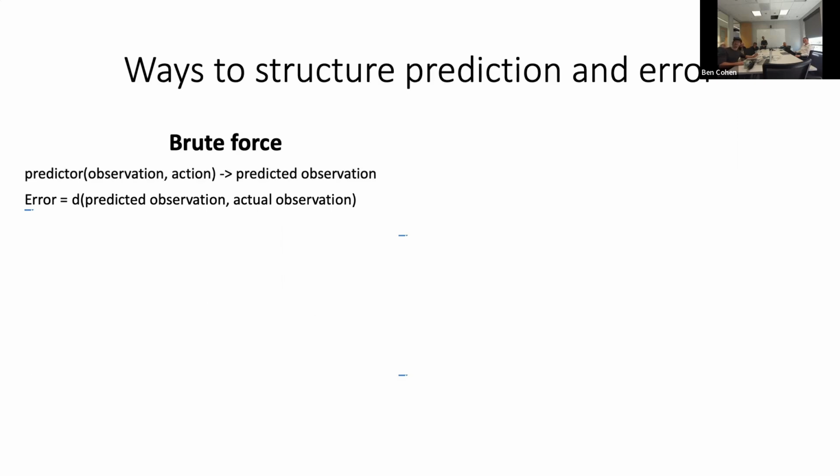Okay, so the first one's supposed to be this brute force approach. This is what you might often do with deep learning. I have an observation, I have an action, and I'm going to use that to predict what my next sensory input is going to be, based on the observation and the action. That's all you get, so it's just a pairing. It's just saying I've learned this pairing.